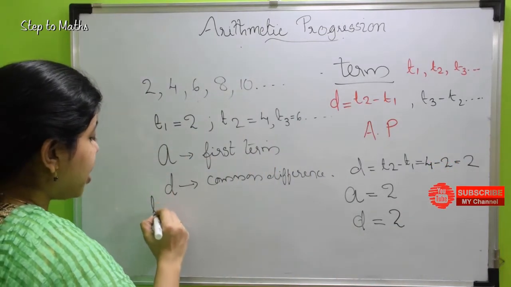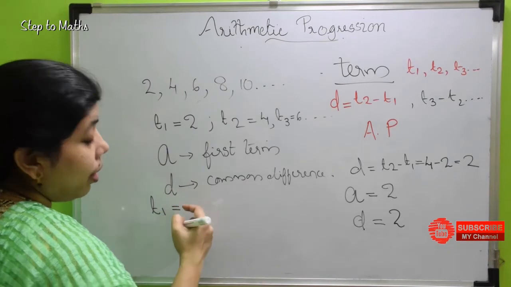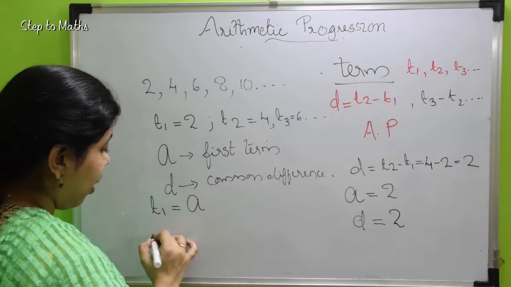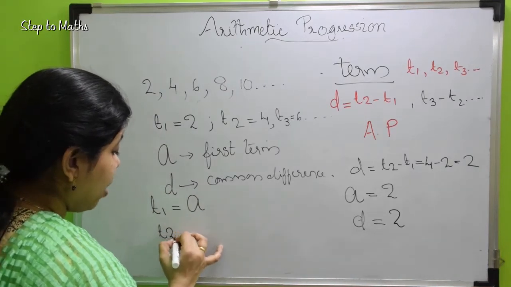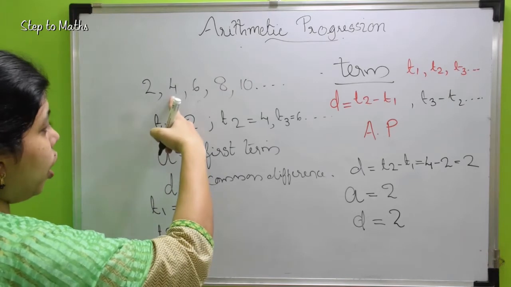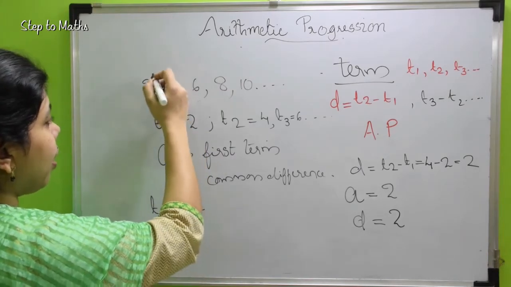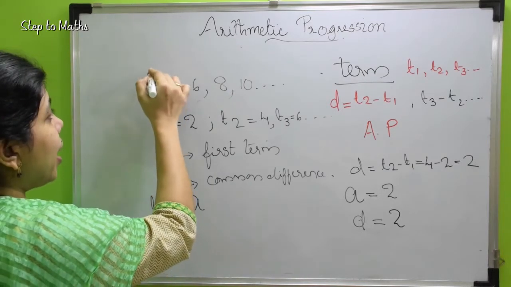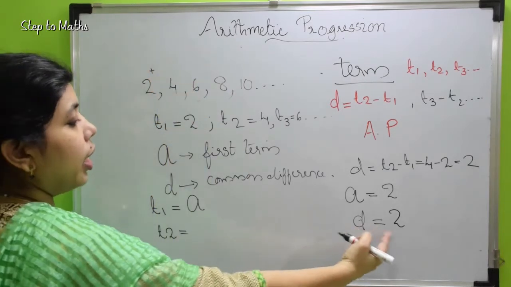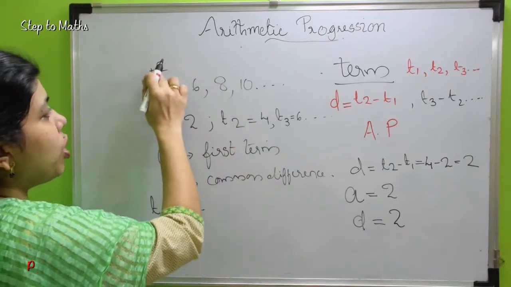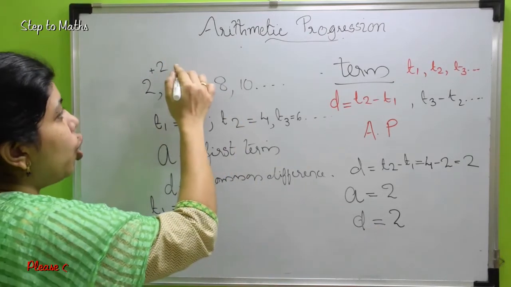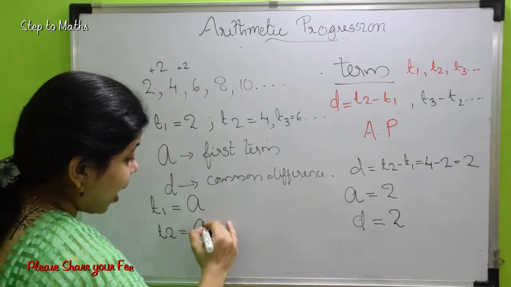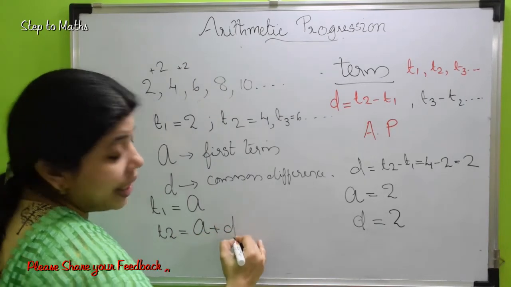The first term in the sequence is T1. T1, the first term, is also represented using the letter A. And the second term is T2. The value of T2 is 4. That is A plus D. 2 plus 2 is 4. So, T2 we can write as A plus D.